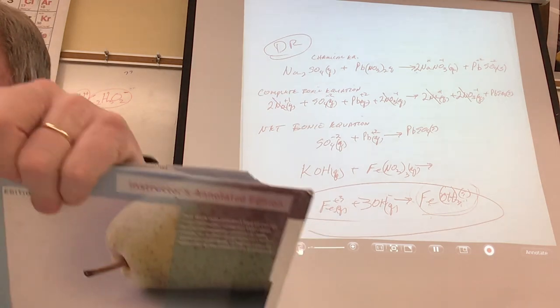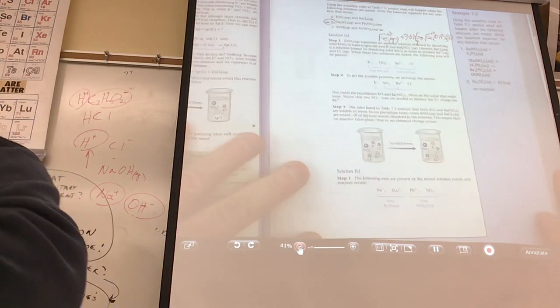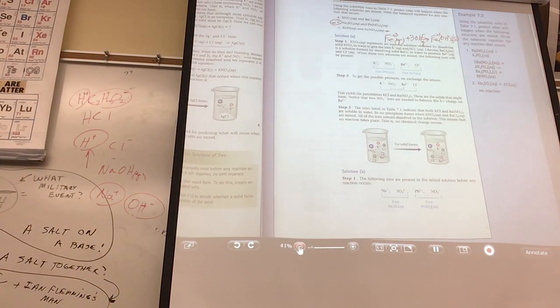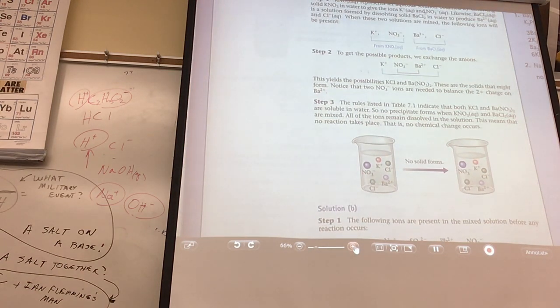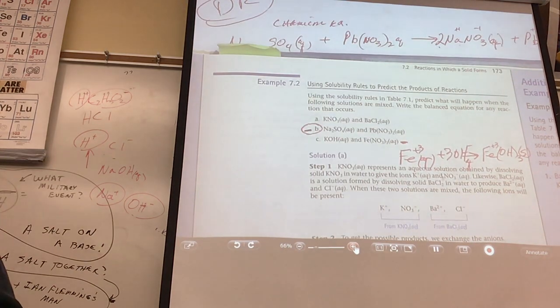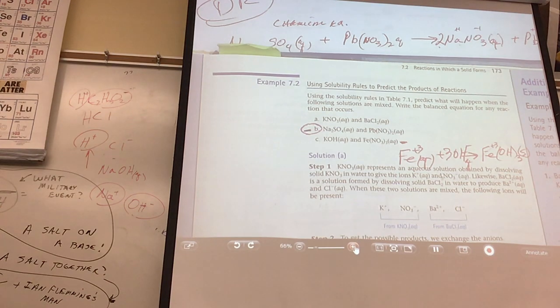All right, all I want is the net ionic equation. You don't even have to write it down. Don't write the equation down, okay? Ready. Go. Don't write that down. What are the two products? Potassium chloride. All potassium salts are soluble. No. What's the other one? Barium nitrate.